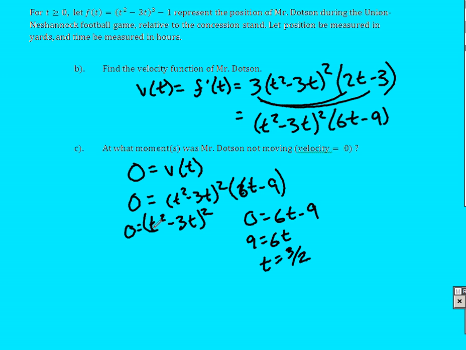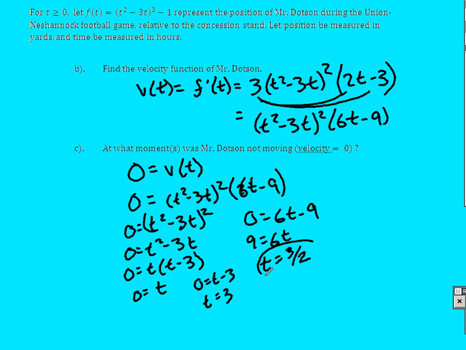Over here, I can take the square root of both sides. 0 equals t squared minus 3t. I can then factor out a t. t times (t minus 3). That means each one of those is equal to 0. 0 equals t, and 0 equals t minus 3, which means t equals 3. So I have 3 different times: 3 halves, 3, and 0. And that's important when I do part B here.